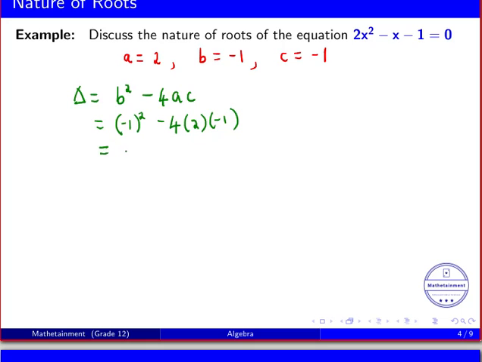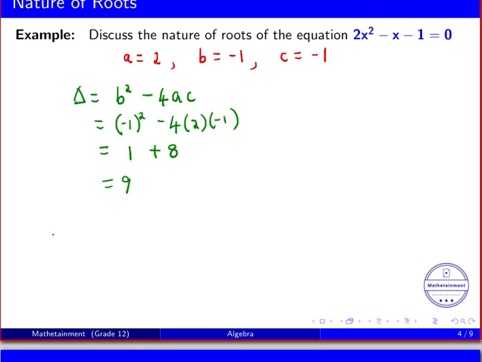So, what do you get there? We are getting 1 plus 8, and that gives us 9. Now, let's talk about this. You can see that 9 is greater than or equal to 0. That confirms that your roots are real. Specifically, in addition to that, 9 is actually strictly greater than 0. It confirms that in addition to our roots being real, they are also unequal.